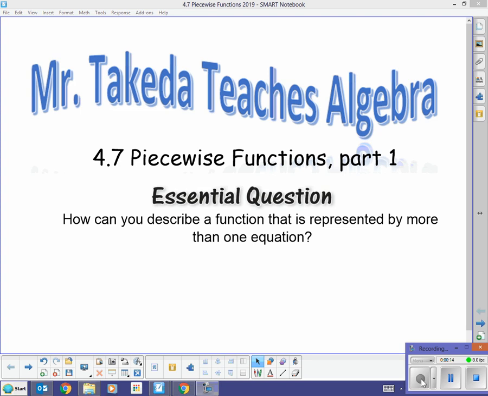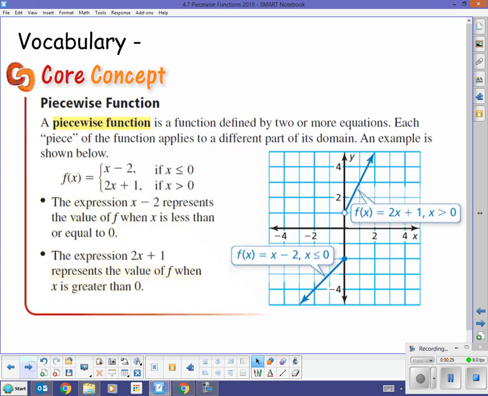This is lesson 4.7, actually part 1, on piecewise functions. I'm saving part 2 for a more complicated problem, and this will be a fairly short video, I think. Let's get right into it here. What is a piecewise function?